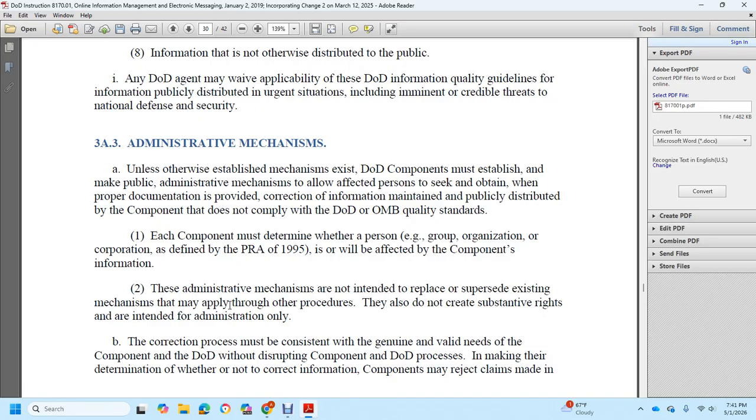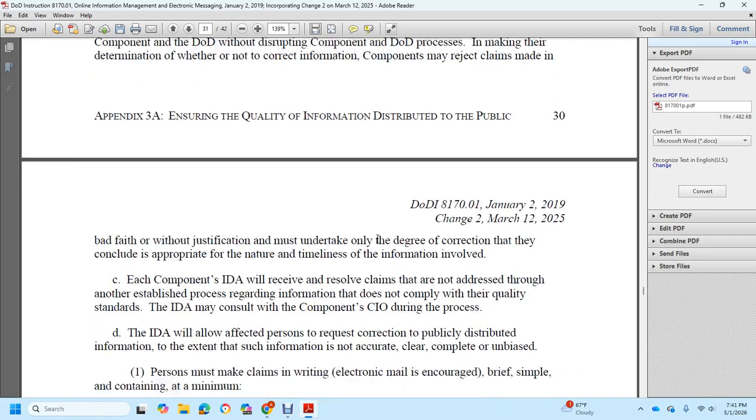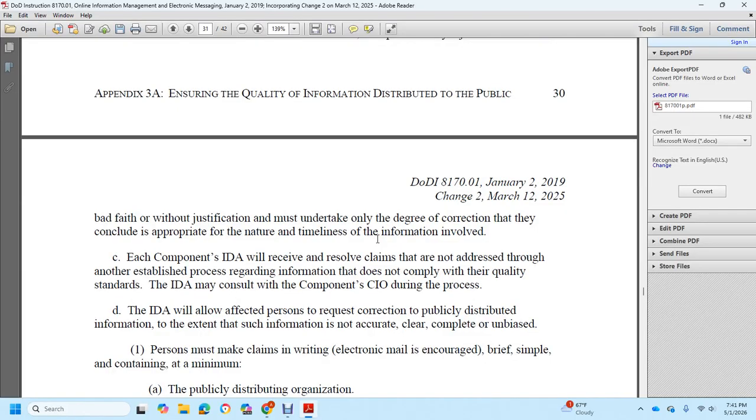In making their determination whether or not to correct the information, components may reject claims made in bad faith or without justification. They must undertake the degree of correction they conclude is appropriate, considering the nature and timeliness of the information involved. Each component's IDA will receive and resolve the claim, but a claim that is addressed through another established process regarding information that does not comply with the quality guidelines is handled there. The IDA may consult with the component's CIAO during the process. The IDA will allow the affected person the correction of publicly distributed information to the extent that such information is not accurate, clear, complete and unbiased.